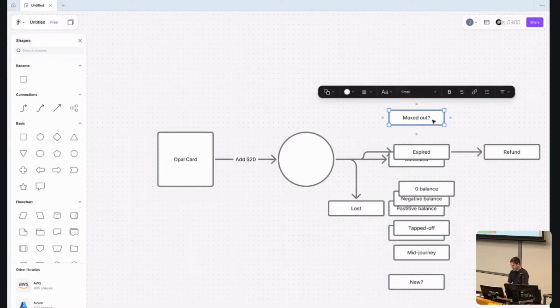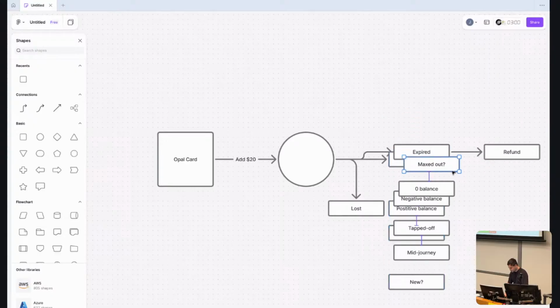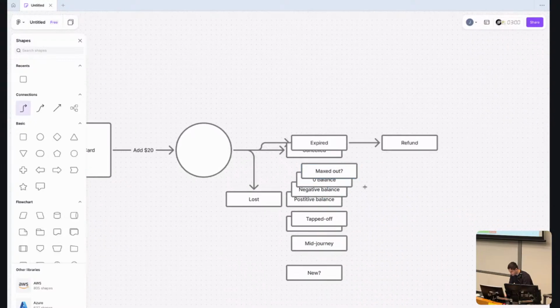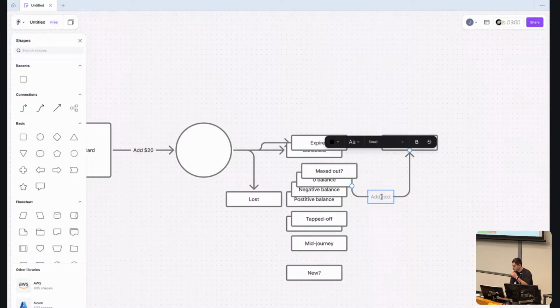So the other thing is, if you're maxing out, then I imagine we can't put the $20 on, so you will have to refund it. But you might have to display a different message to the user. So sometimes when we describe these models, all of these come out and do the same thing, which is still refund. But we communicate that in the flow, and the warnings might be different.